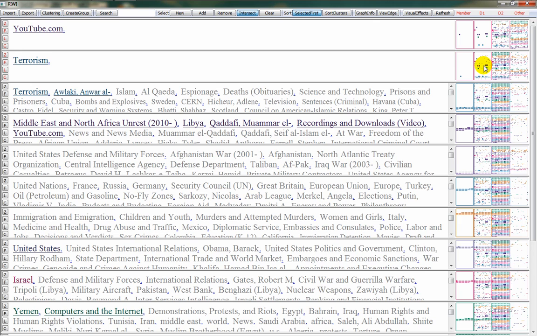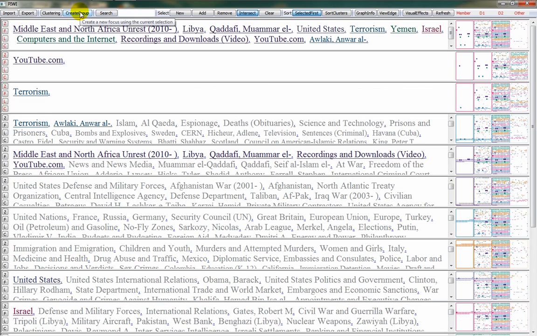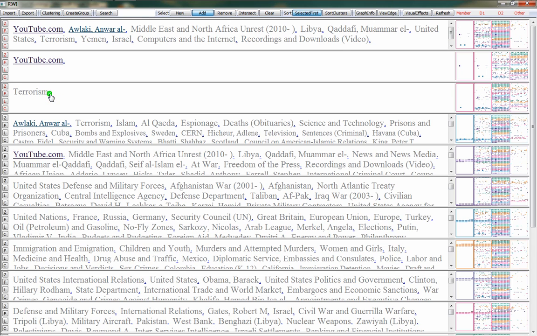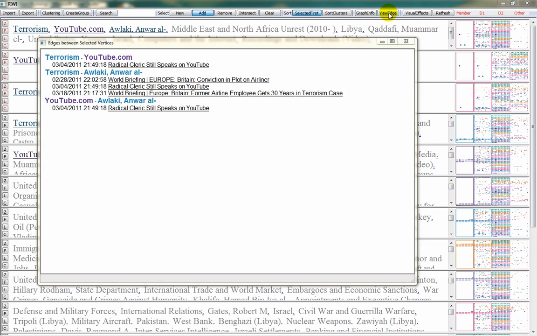To examine the selected vertices easier, she creates another U-group to hold the selected vertices. The vertex Anwar al-Awlaki triggers her interest. She selects this vertex, terrorism, and YouTube.com. She examines the edges among these three vertices. The news article, "Radical Cleric Still Speaks on YouTube," gives her the answer why these vertices are related.